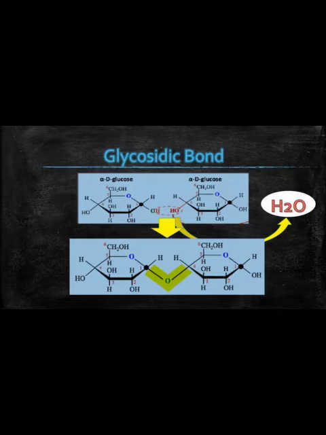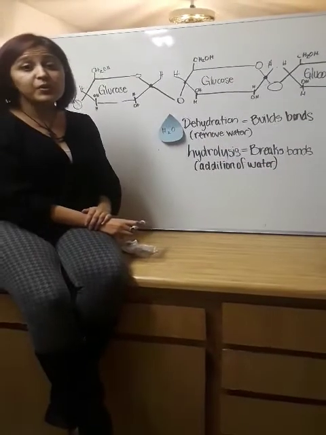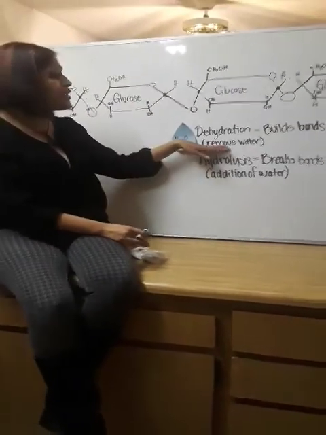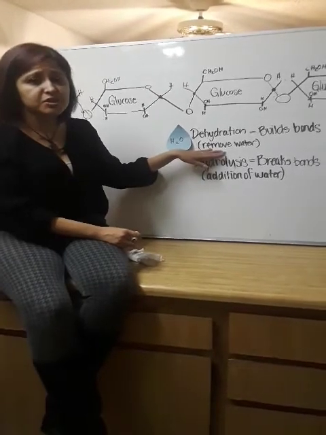Now the remaining oxygen from the first molecule bonds to the remaining carbon from where the hydroxyl group was removed from the second molecule. Through the process of dehydration, water is removed to join these two molecules together and forms a new molecular bond. As you saw, we went ahead and built a bond by removing water. You can recognize this as dehydration.